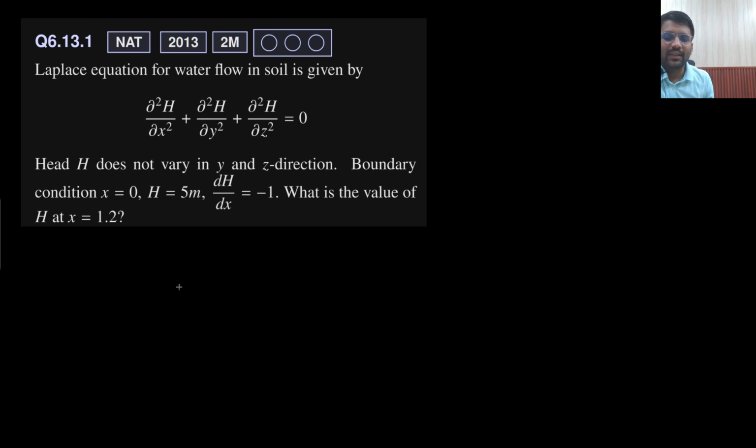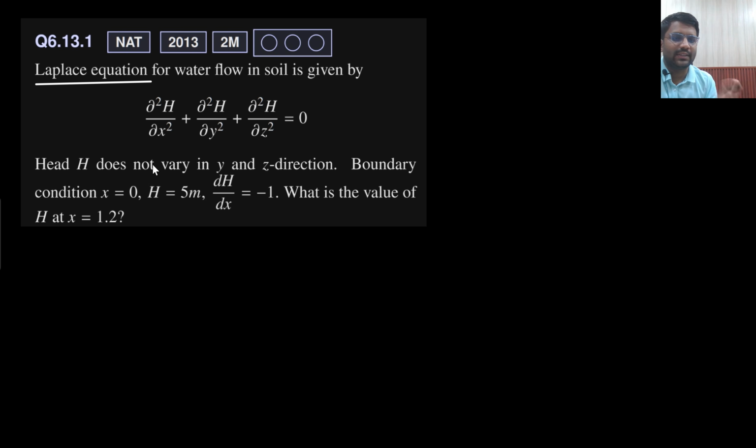First of all, I don't know what a Laplace equation is. No issue, we will study it, but without the knowledge of Laplace equation, you can solve this question. What they are saying, sir, water flow in soil is given by del square h by del x square, plus del square h by del y square, plus del square h by del z square equals 0.